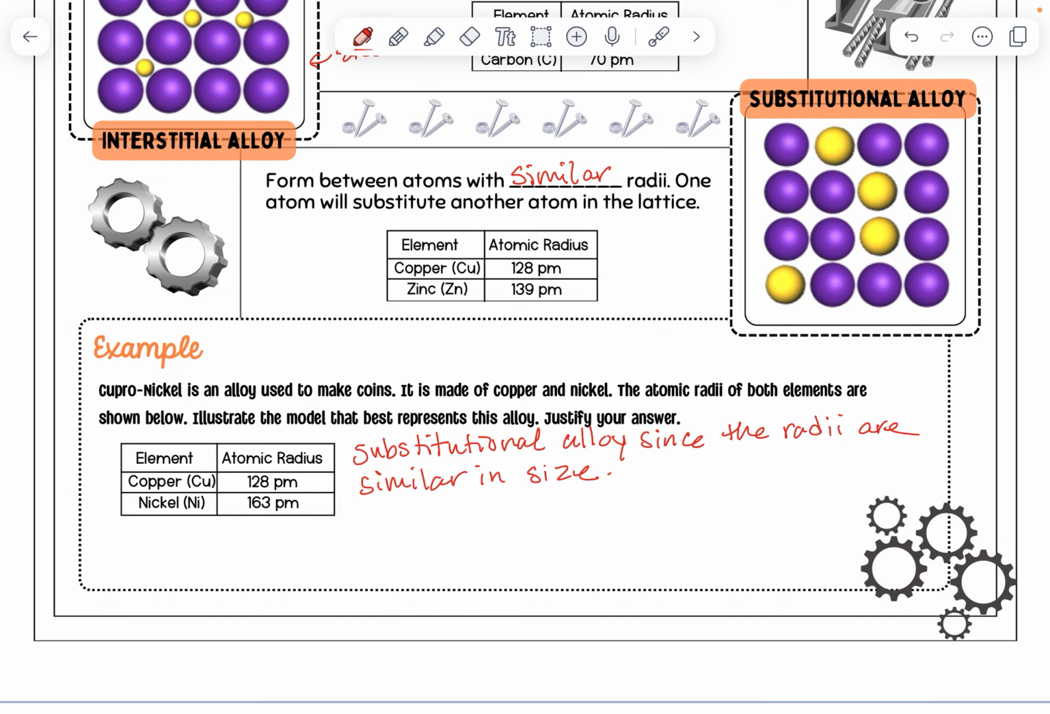And it says illustrate the model. So if you want to draw this, it's good to make a little key, say that's copper, and then nickel would be a little bigger, right? So you would just draw the nickels, and then the coppers a little smaller. And it doesn't have to be 1-to-1 or anything, just that they're interspersed within each other. There's no lattice like an ionic bond where you have that uniform lattice structure. Okay, that's all.